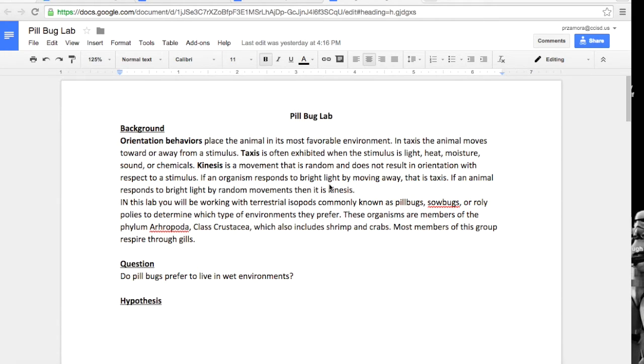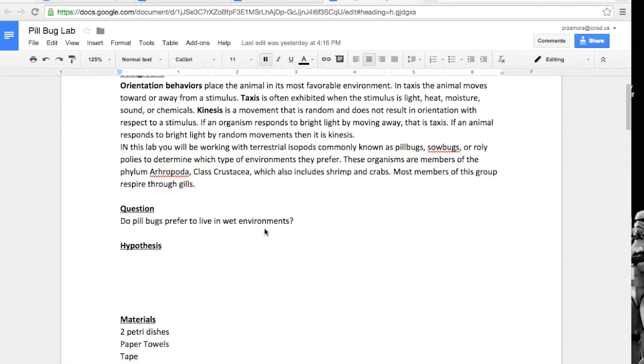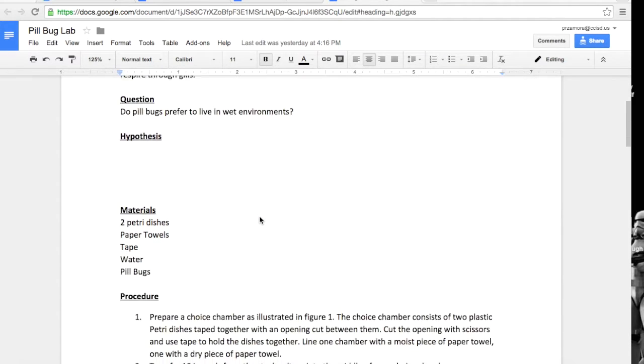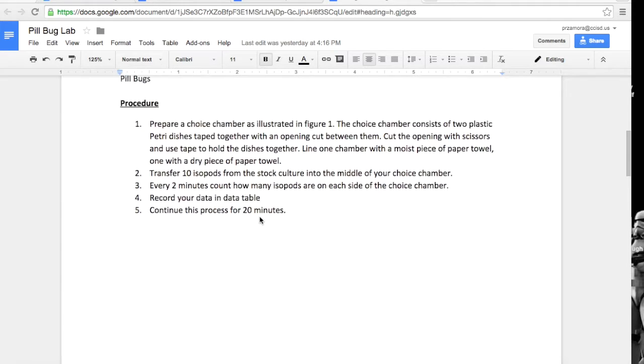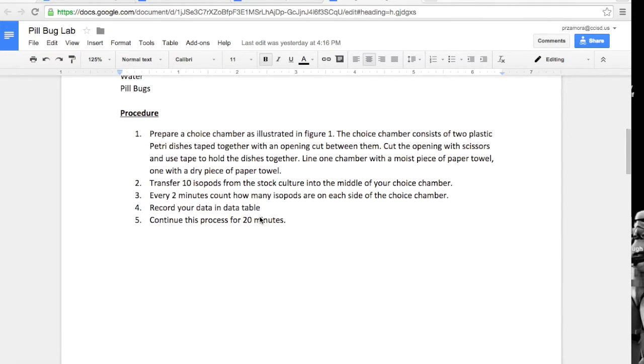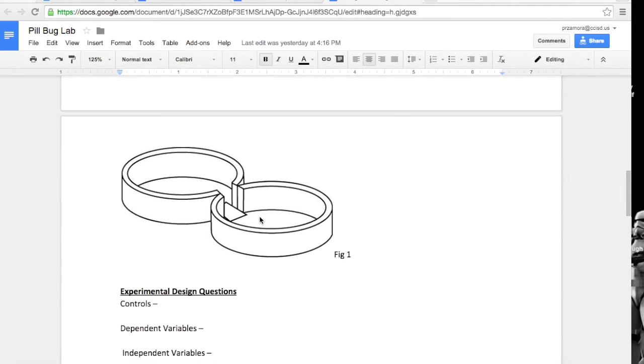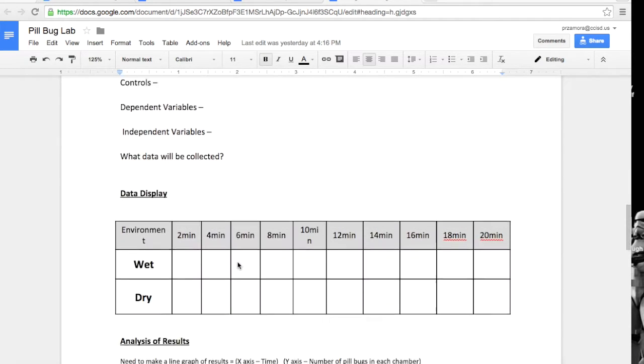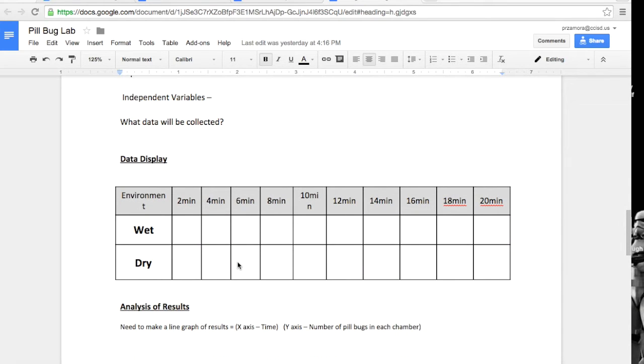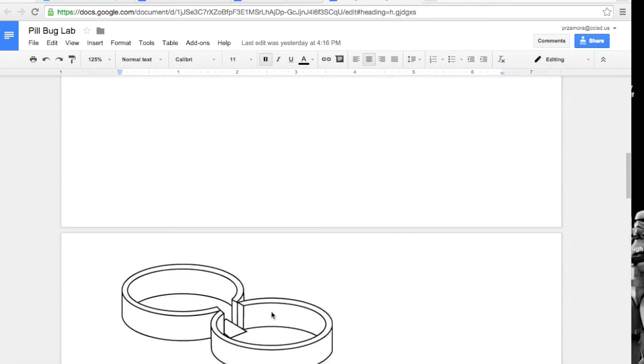Last week, we did our pill bug lab, which involved testing to see what type of environments pill bugs prefer. I gave you a handout that looked like this. It provided background information of the lab, as well as the question that we'll be trying to answer. The paper also lists the materials that we're going to need and the procedures we're going to follow. It even gives you a drawing of the apparatus we will use to test out our hypothesis, as well as a data display that we will keep our data on.